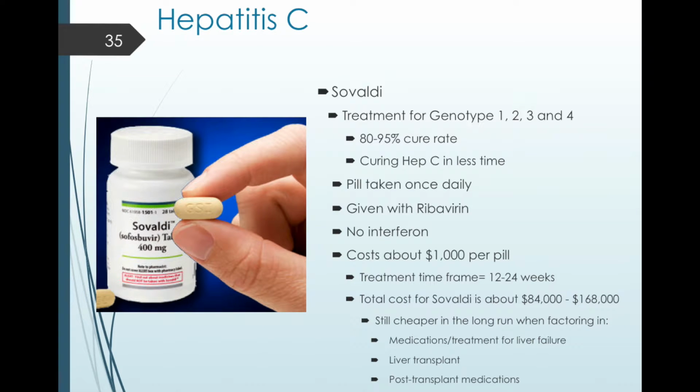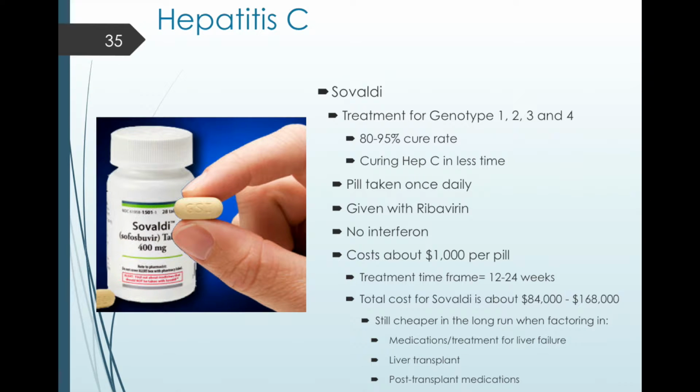There's another medication called Sovaldi. This is for a few different genotypes of hepatitis C. An amazing thing here, it is helping to cure 80 to 95% of the patients taking this medication, and it's doing it in less time than other medications on the market. It is a once-a-day pill. It is given in conjunction with another medication. It costs about $1,000 per pill and has a treatment time frame of 12 to 24 weeks.